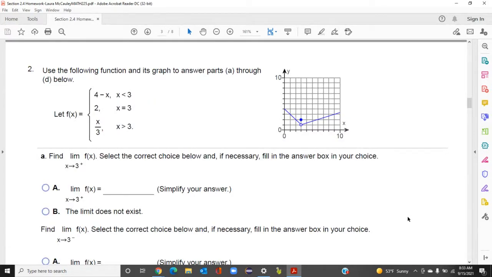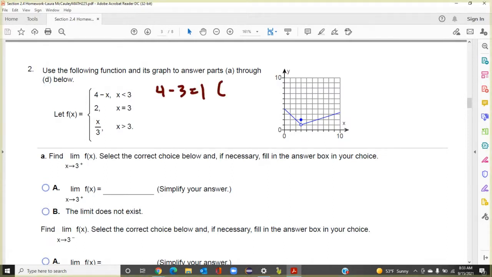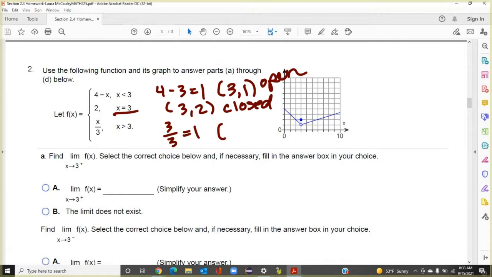Okay. Question number 2 is exactly the same. Notice that this one is a little bit different, but watch this. The breakup point is 3. If you put 3 into the top one, you get a 1, which means you have the point (3, 1) open. If you put a 3 into this one, you get a 2. This is closed because it was equal to 3 there. And if you put a 3 into this one, you get 1. So this is the point (3, 1) open.